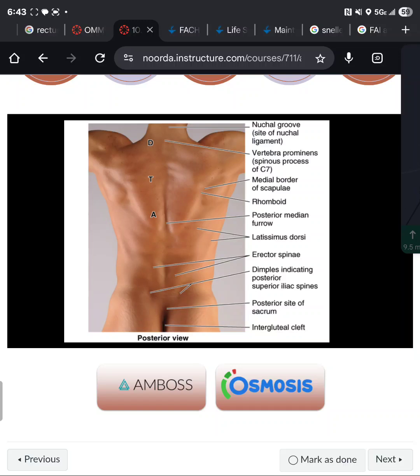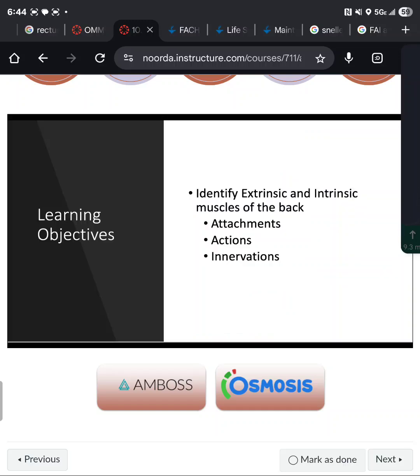Medial scapular border is going to be right there alongside the rhomboid. You're going to have your lats coming around, and again, between those is going to be that triangle of auscultation. So let's make sure we're clear on our learning objective here. This time we're just doing extrinsic muscles. We want to know about the attachments, the actions, and the innervation. I did go through those muscles pretty quick, so let's go over them one more time, and then I'll wrap it up by giving you a chart that summarizes all this information.